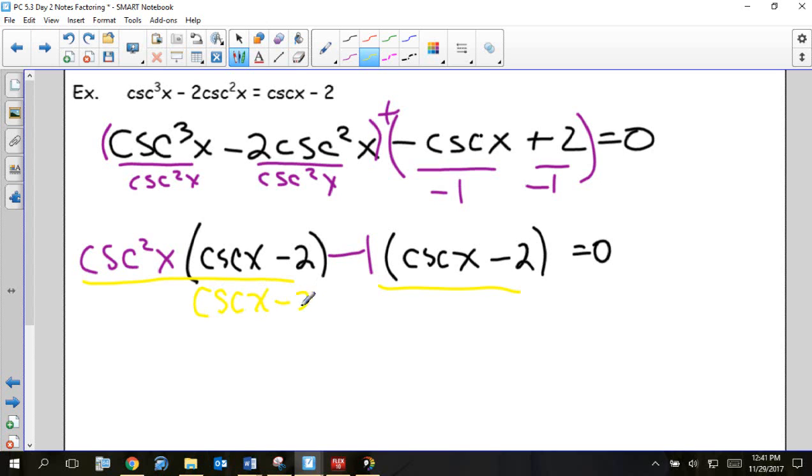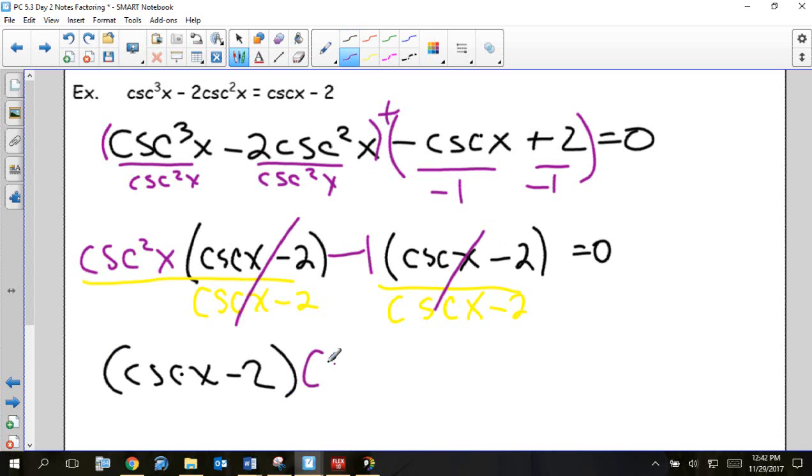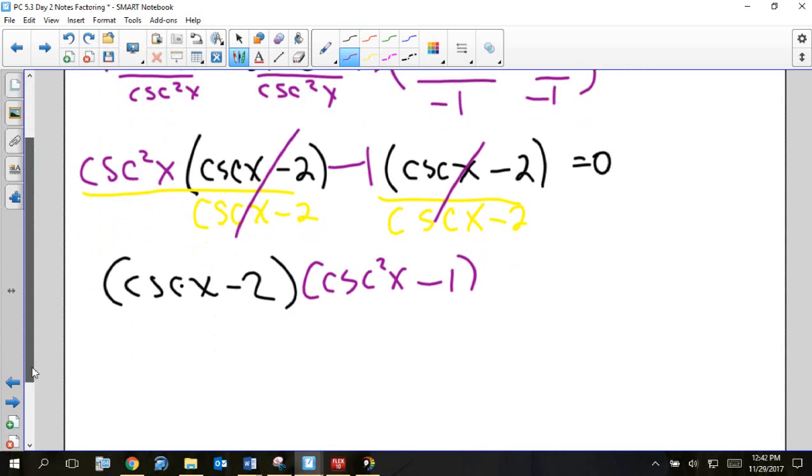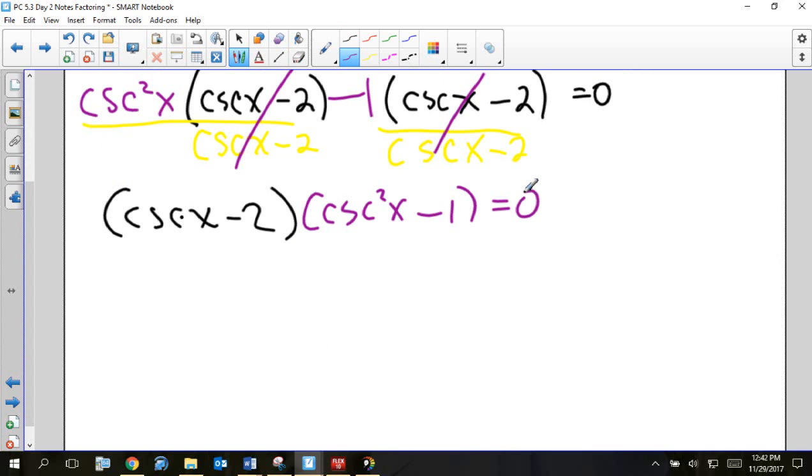What I'm writing right here, now I'm doing it in yellow because I don't normally write it every single time. And your teacher didn't write it last year, but this is why it's factoring that way, because I'm factoring it out. And then what's left over after I cancel those is cosecant squared x minus 1.